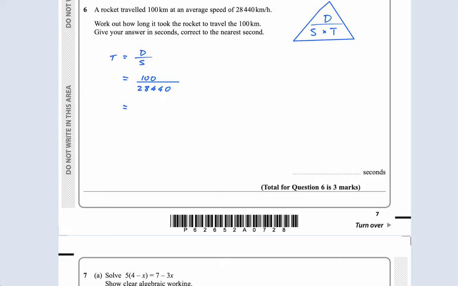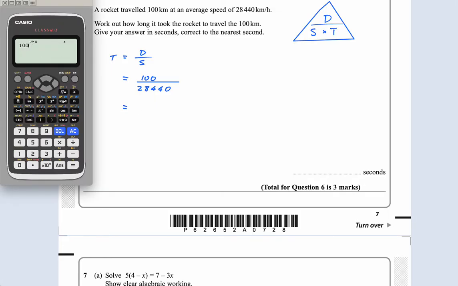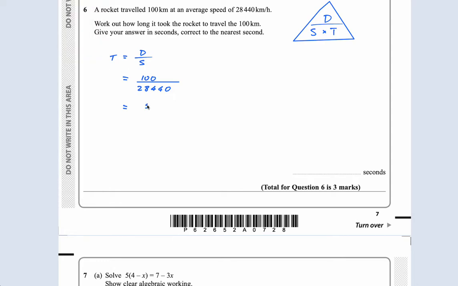Do this on the calculator. 100 divided by 28440, which is, okay, actually I'm going to leave this, guys, as a fraction. 5 over 1422. So that's the time in hours.